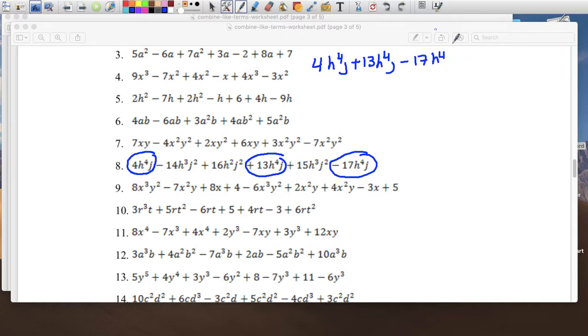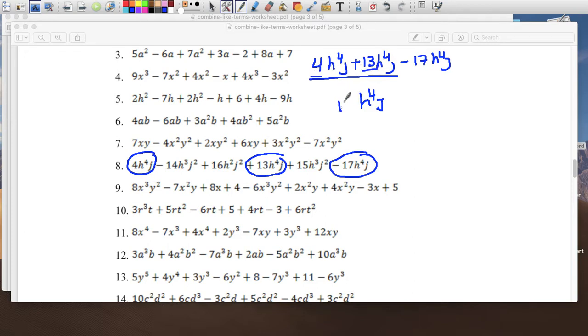So h4, sorry, let me put the j next to it. Those 3 are the same. Because I'm going to run out of room, let's do this separately, okay? So let's do that, and then let's do these 2 first. I know it's going to be something h4j. They're both positive, makes my life easier.